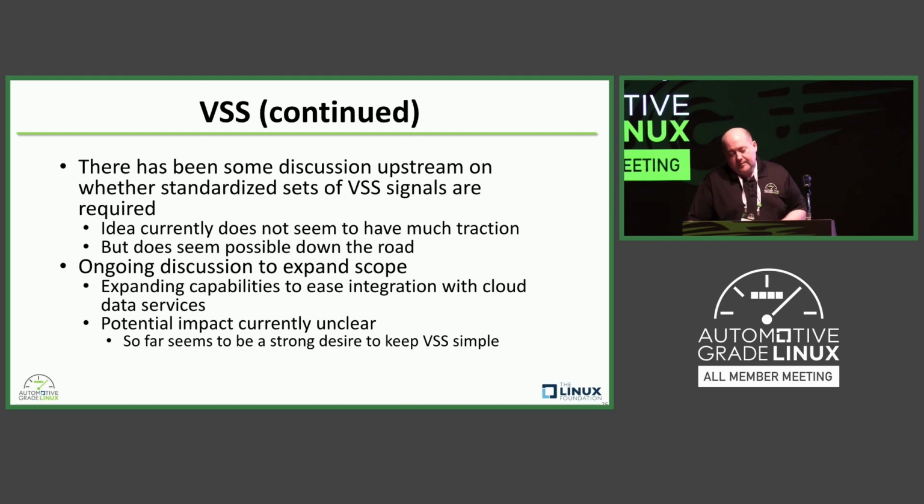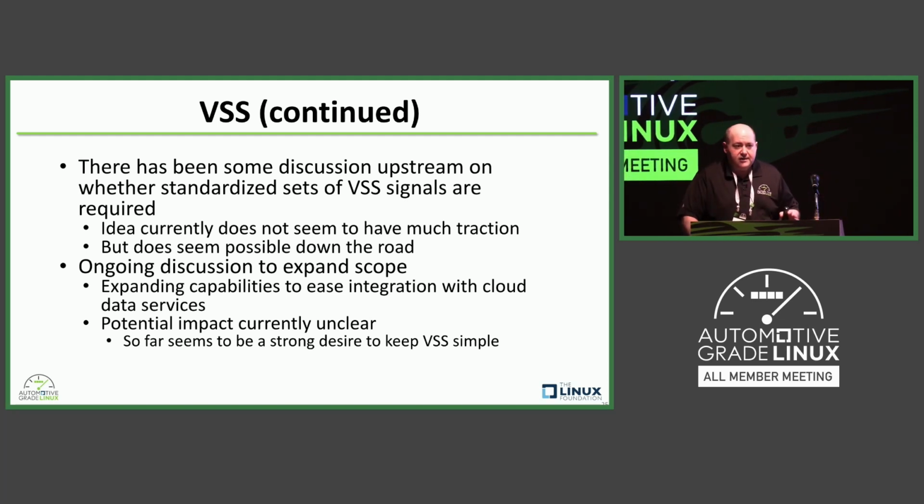Another thing that's been discussed in upstream in the VSS community is, when you take the stock tree, it has, I think, something like 800 signals in it right now. One of the things that you can do is customize it. You can cut it way down. You can add your own signals. You can use a completely custom set of signals.